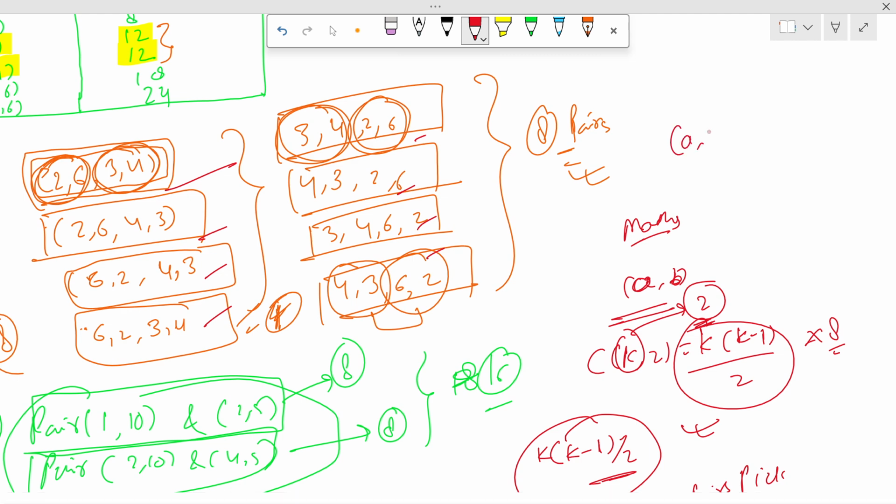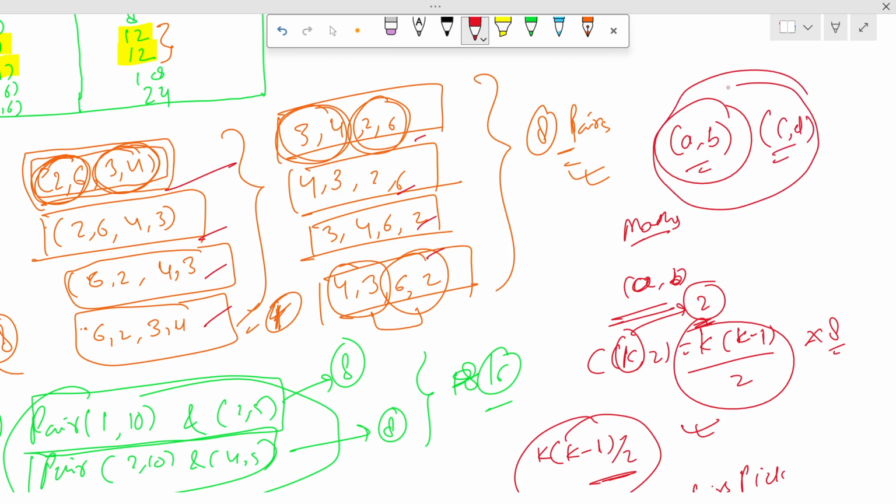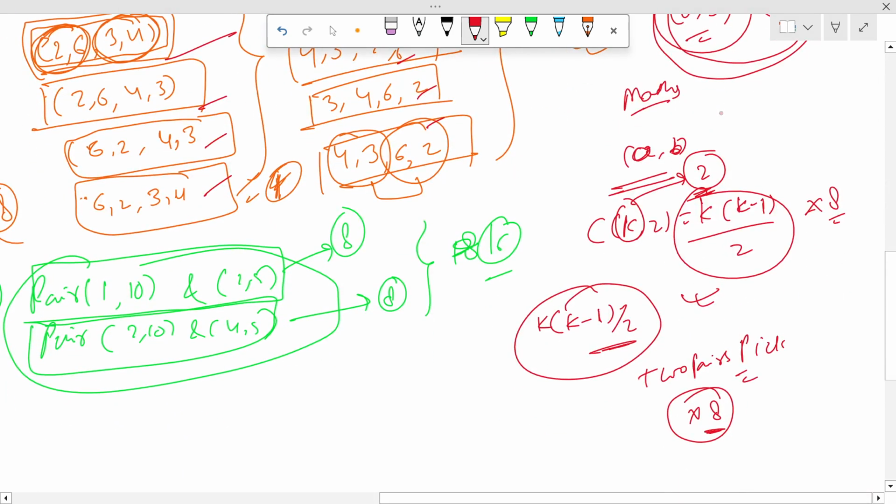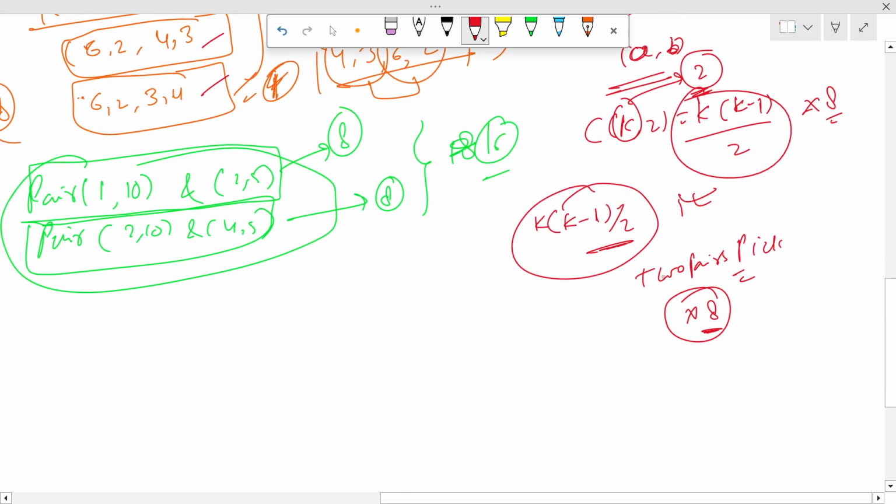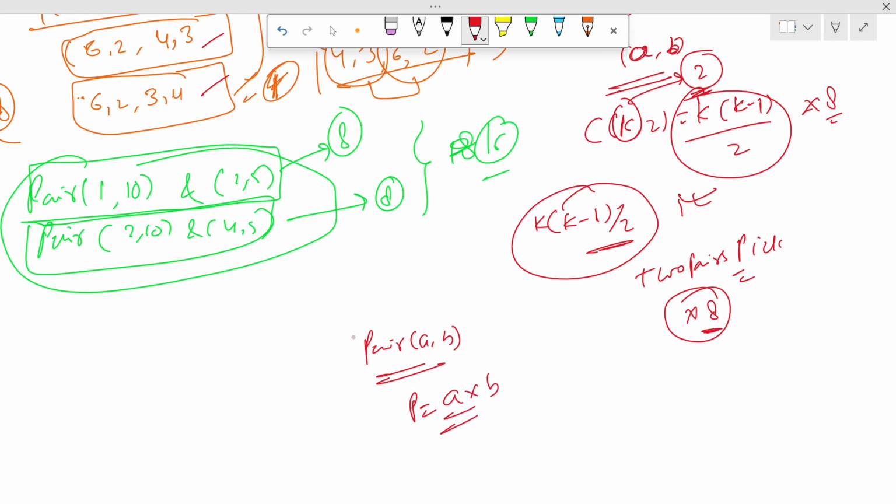If we take two pairs a comma b and c comma d, then you have to take care that 8 possible arrangements are also made. One more thing: if you use the pair a comma b and store it in a hash map, then the key is the product p equal to a into b, and the value is the count of how many times the product appears, and how many times the same product appears for a comma b.